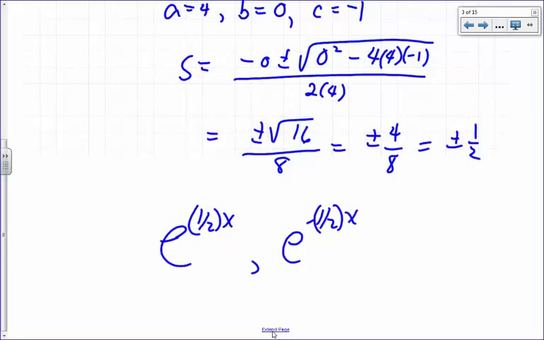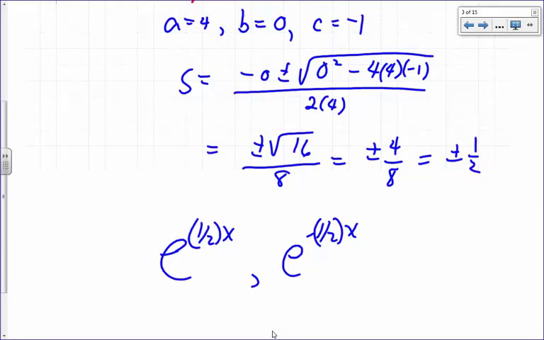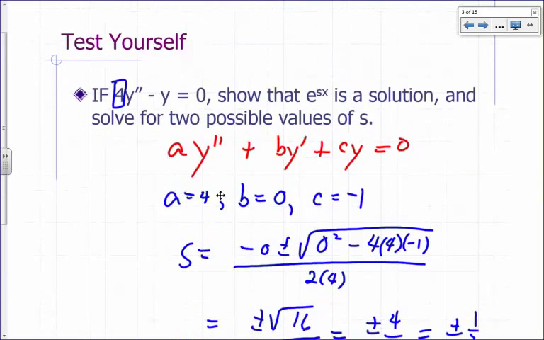You have two solutions. And you plug that back into your differential equation, here, and here, and here. You should get 0.